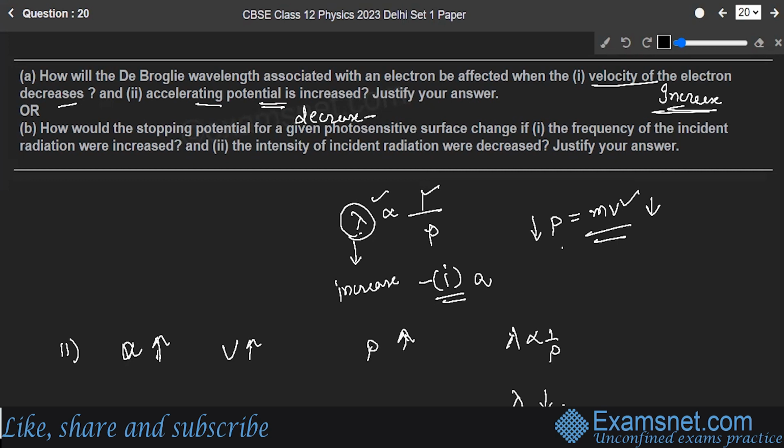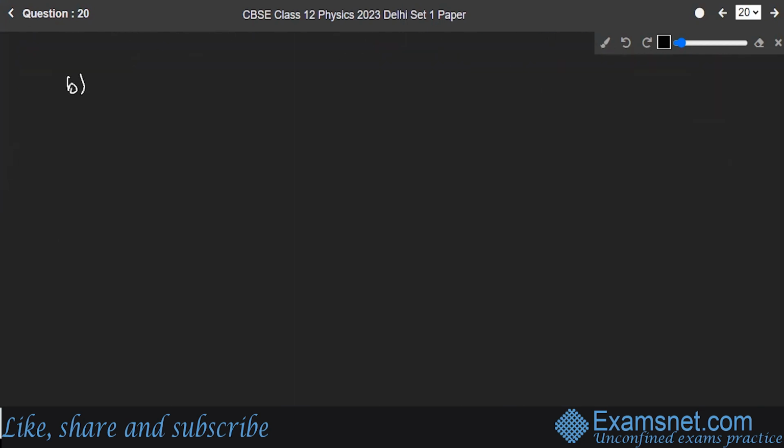Okay. Now, the choice question, B part. How would the stopping potential for the given photosensitive surface change if the frequency of the incident radiation were increased? If the frequency of the incident radiation is raised, the stopping potential for the photosensitive surface would rise. This is because, according to the photoelectric equation, the stopping potential is directly proportional to the frequency of incident radiation.